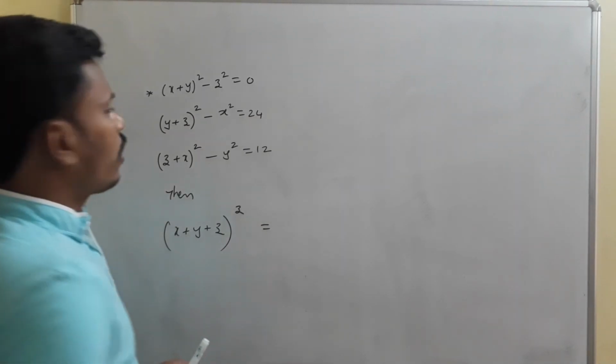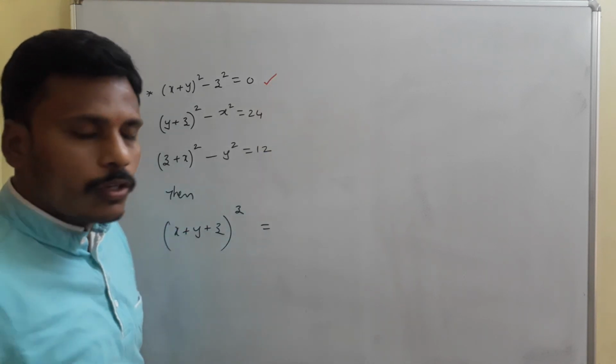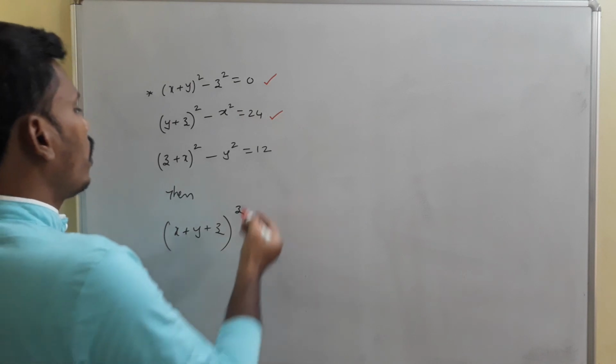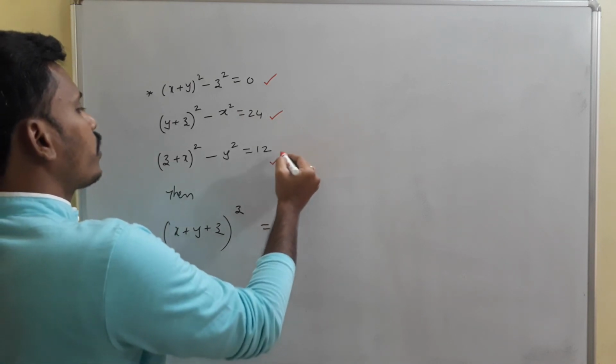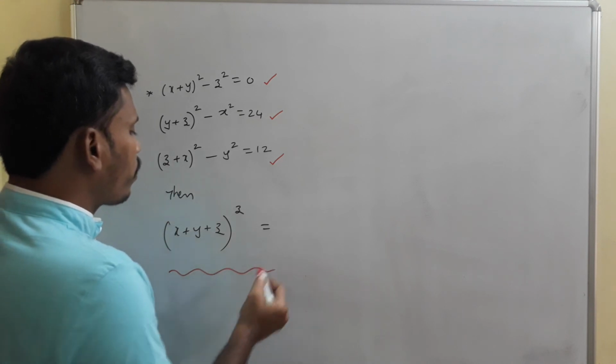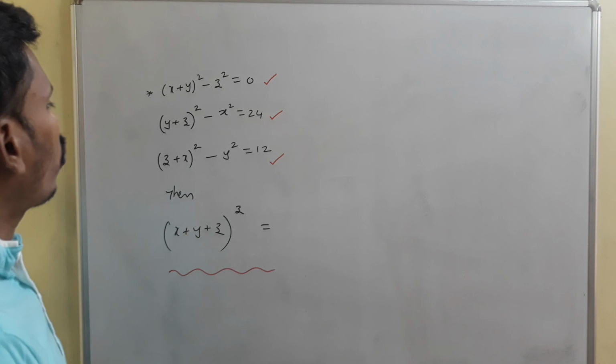So three relations are given in terms of x, y, z. (x plus y) whole square minus z square is equal to 0. (y plus z) whole square minus x square is equal to 24. (z plus x) whole square minus y square is equal to 12. And we need to find (x plus y plus z) to the power z. Right. How to solve this?